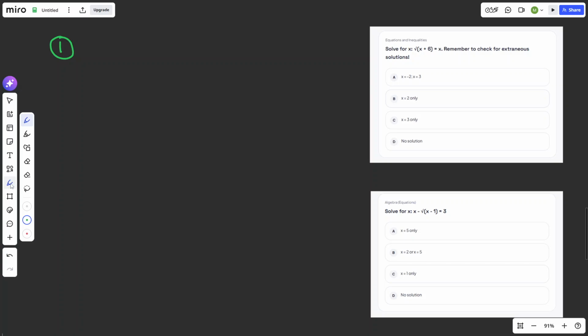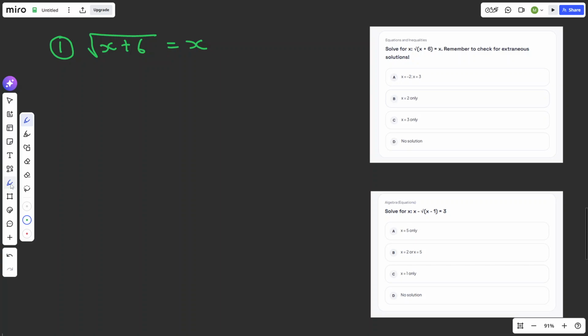So in the first question, we have a function defined as the square root of x plus 6. Okay, so basically square roots here. And then we equate that to x. Now we are told to remember to check for extraneous solutions. So now let us go ahead and solve this.